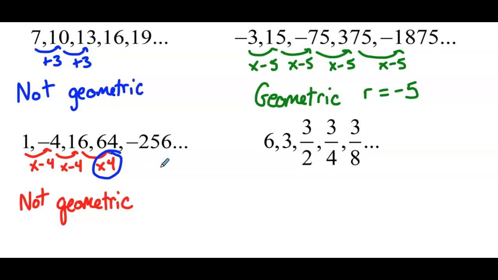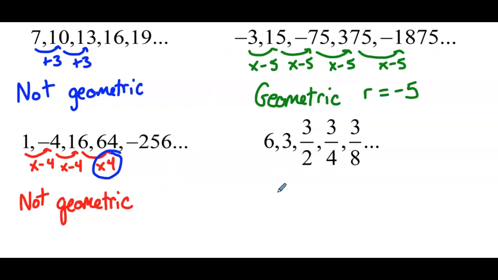So now the next question is, could it be arithmetic? But the answer there is no. Right, to get from 1 to -4, we would subtract 5, and then -4 minus 5 is not 16. Okay, so this is neither arithmetic nor geometric. It just happens to be a random sequence that they've given us.